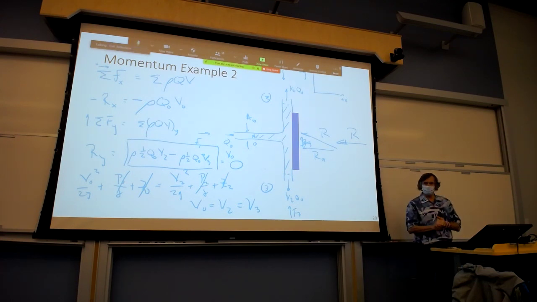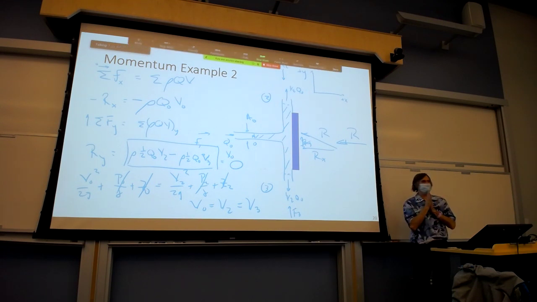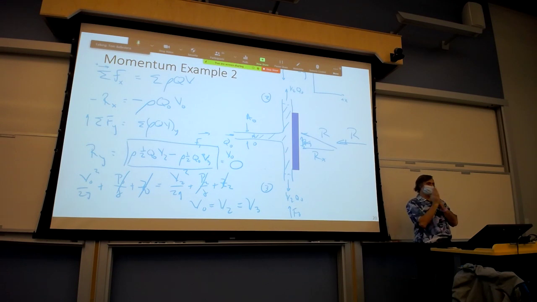I know I'm about a minute over. Are there any questions? All right then. We'll continue with this next time with numerical examples. We're going to curve it and make it a little more challenging. But these are the fundamentals.